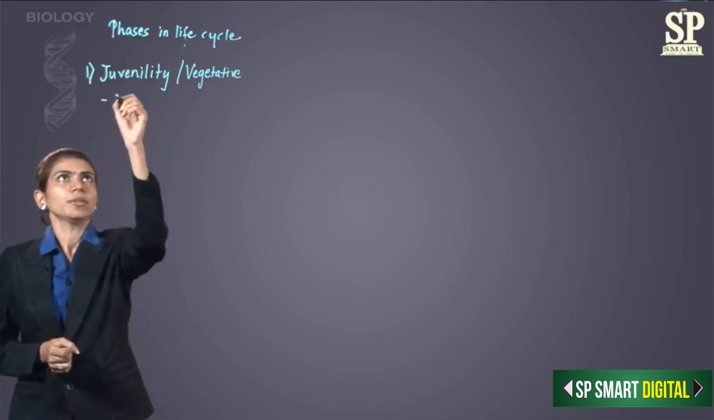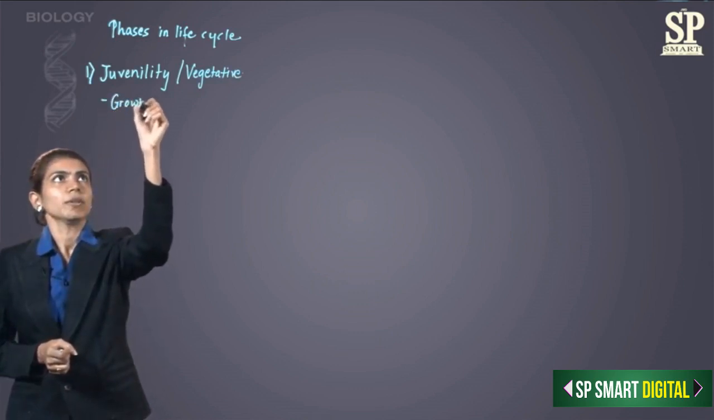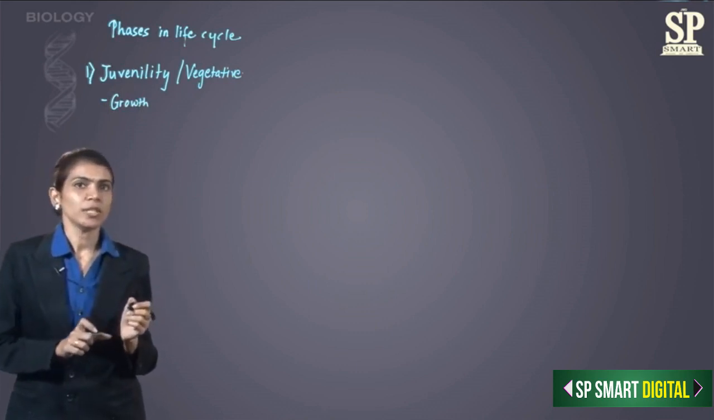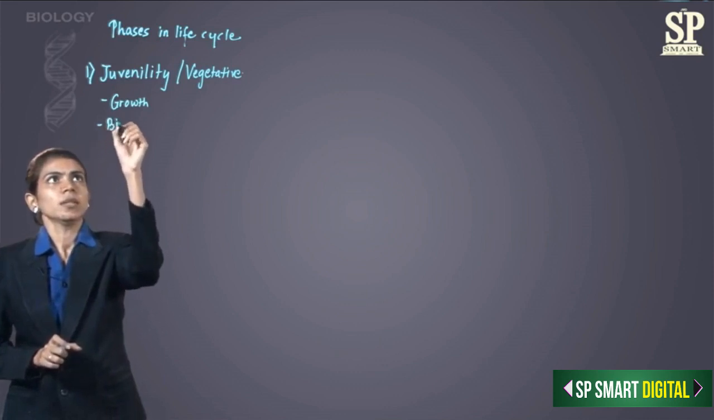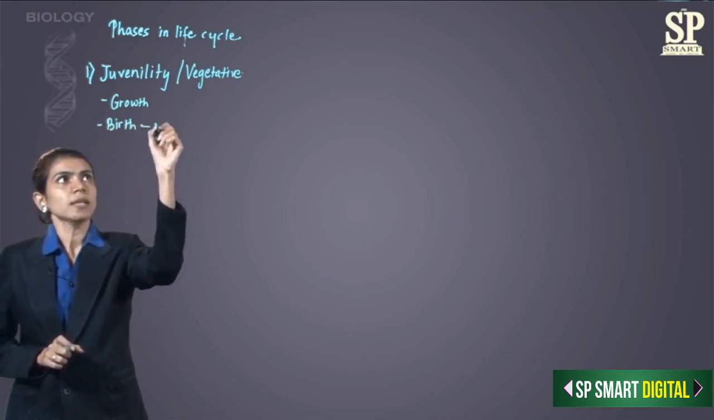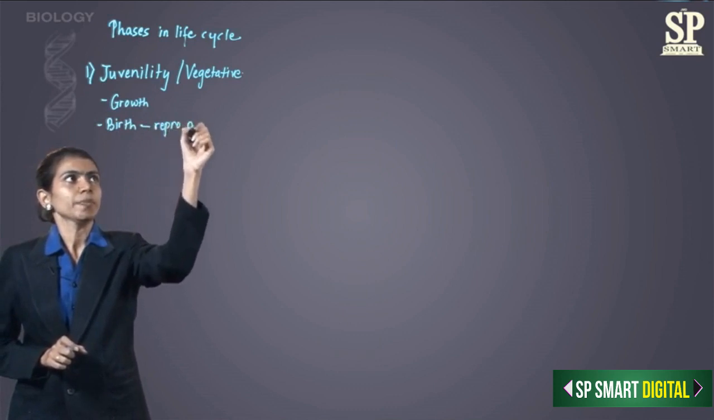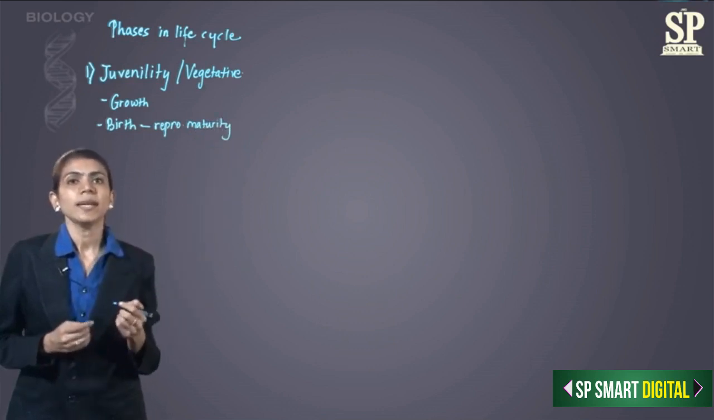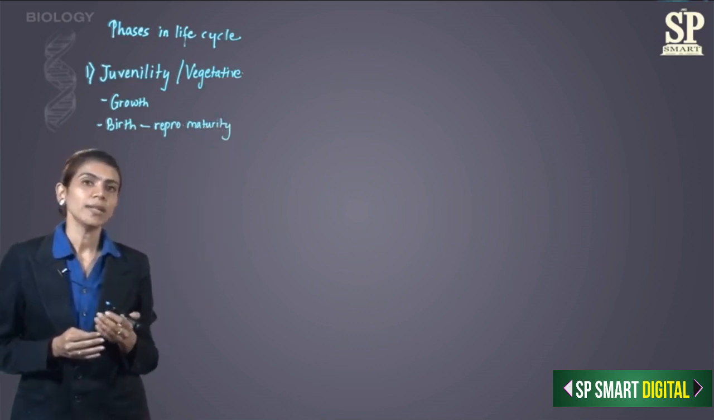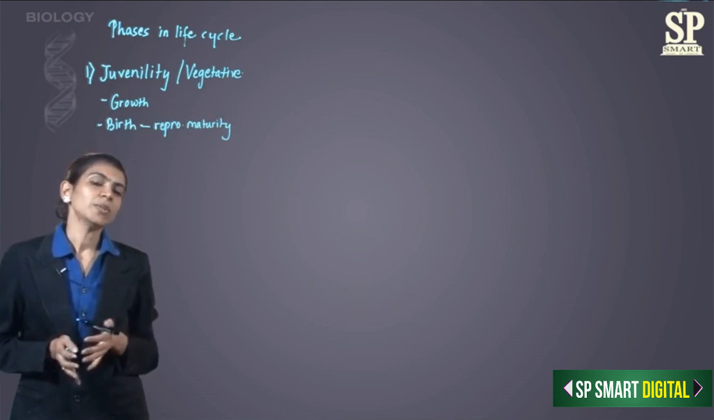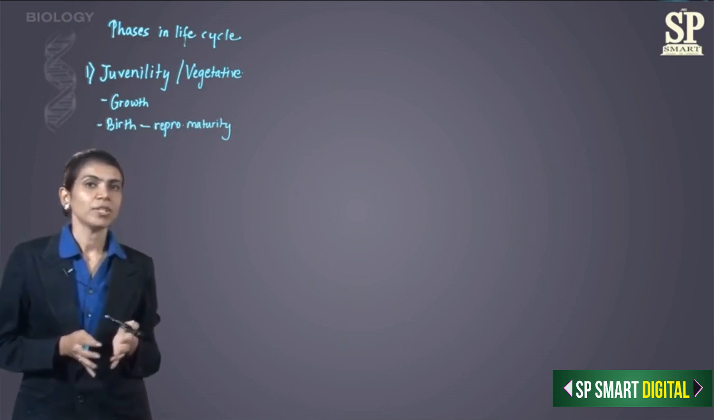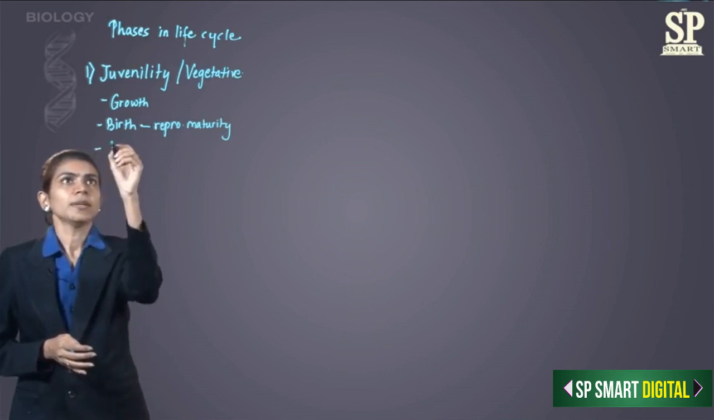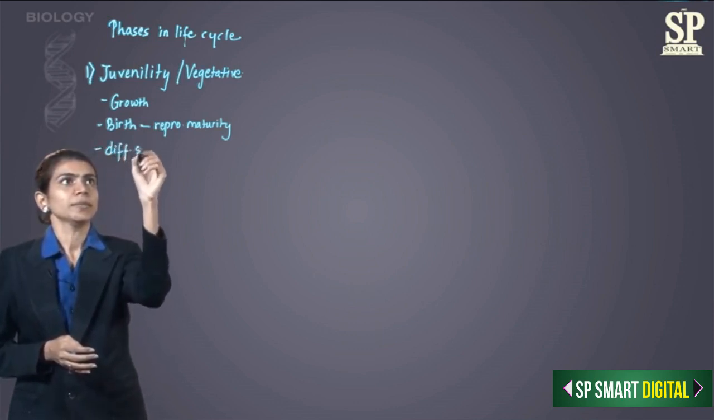The juvenile phase is the phase of growth. And this extends from birth till the time the organism attains reproductive maturity. So it begins from birth and ends at reproductive maturity. During this phase, the organism will exhibit different structures. For example, the plants will exhibit different types of leaves, the birds will exhibit different colors of feathers. So different structures will be seen.